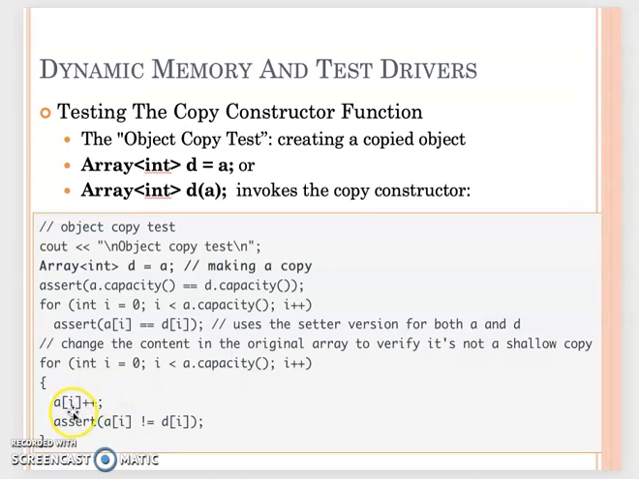After you increment each element by 1, since the original data has been changed, it shouldn't be the same as the copy anymore. So that's the copy constructor testing.